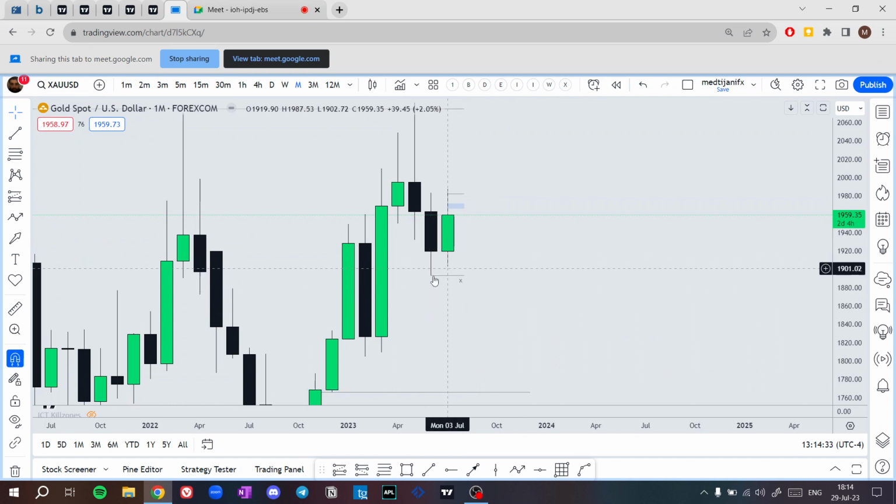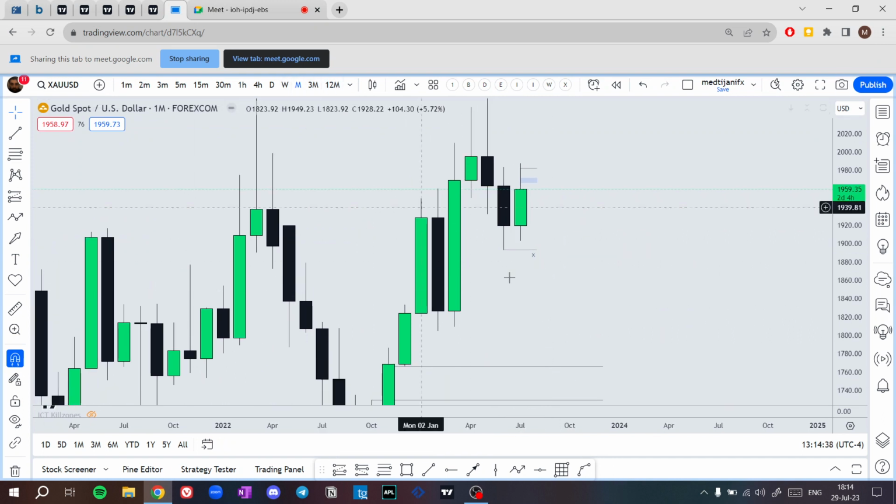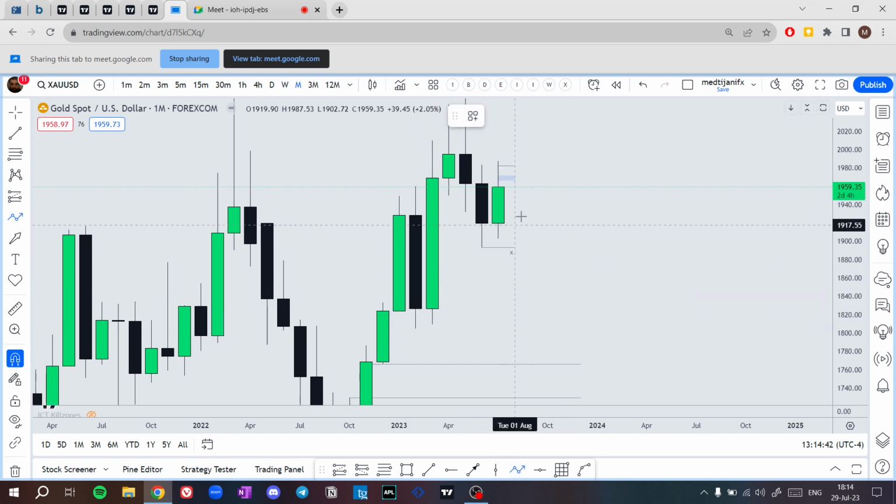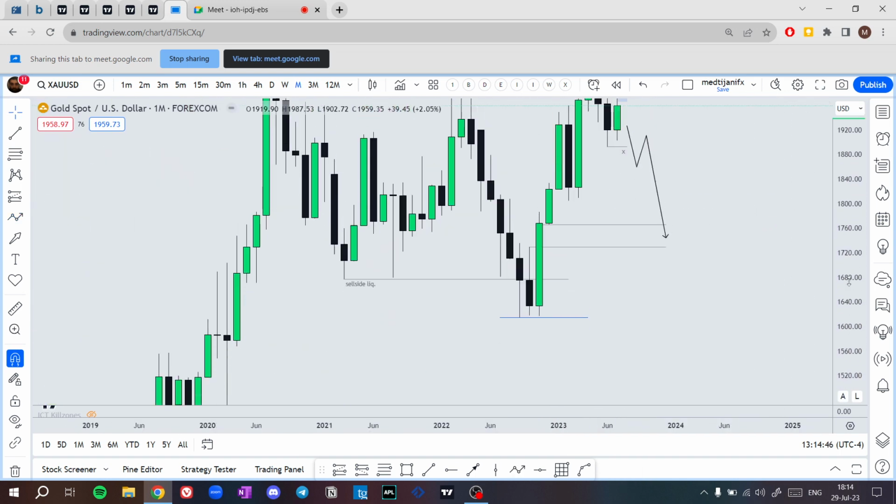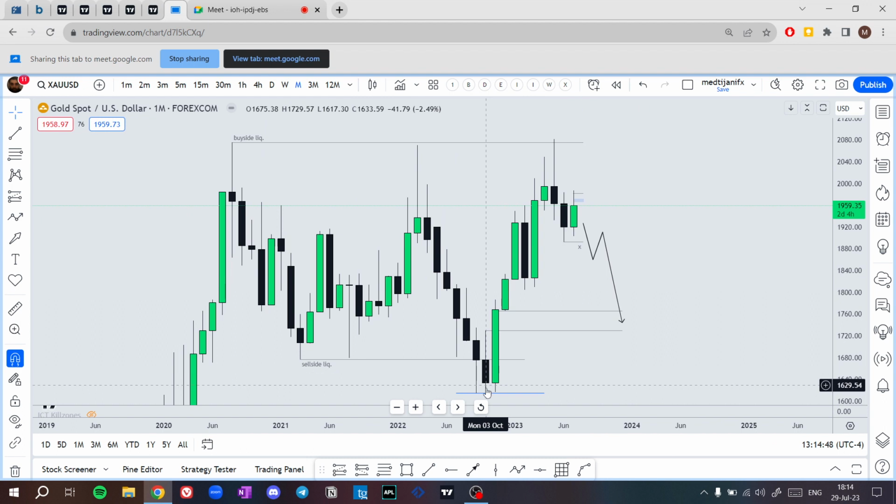So I don't want to see price drop lower to check this previous monthly low. It works as our invalidation point, because if price checks this low, we could see some bearishness to drop lower to the discount of this range, from this low to this high. If price checks this low, we're going to see some kind of bearishness to the discount of this range.